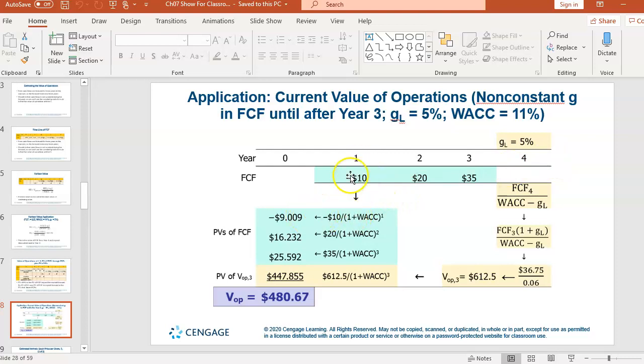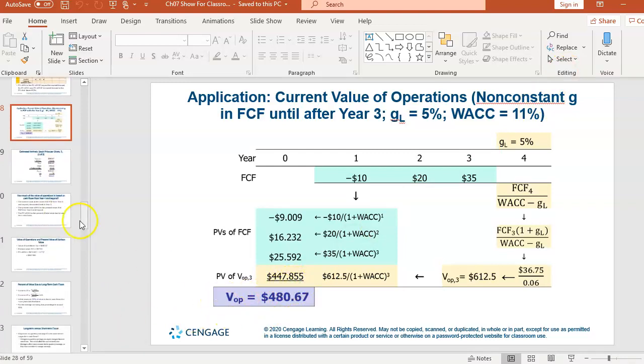So I've got in year 1 a negative 10. I bring that back at 11% as the WACC. So basically, the present value of negative 10 at 11% for 1 year is 9.009. The present value of $20 at 11% for 2 periods is 16.232. Present value of 35 at 11% for 3 years is 25.592. Then finally, over here in year 4, I've got the value of operations from years 3 forward, which is 612.50, and I bring that down to today at present value of an amount, 612.50 from 4 years at 11%, and I get 447.855. So now my value of operations is 480.67.